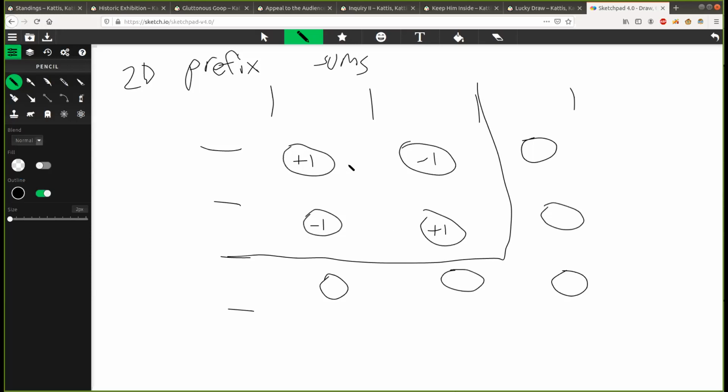So if you did prefix sums, then this would end up with 0. This would end up with 0. Wait, yeah, this would end up with 0. This is 1. These are all 0. So if you know how to do 2D prefix sums, then it just takes the size of the grid and how long it takes to compute it.